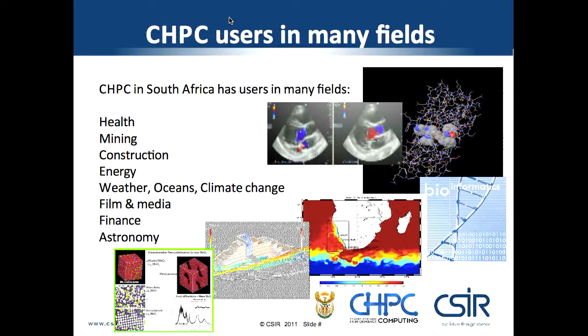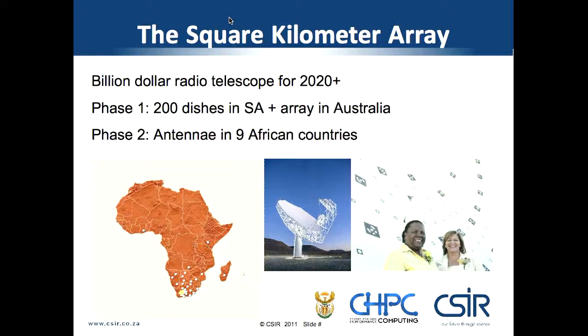Okay, so the users are in many, many fields: health, mining, construction, energy, weather, film, finance, astronomy. Ask me about that later if you're interested. It's molecular modeling, there's bioinformatics, there's image processing, lots of simulation. But the kind of thing I do is more related to the Square Kilometer Array.